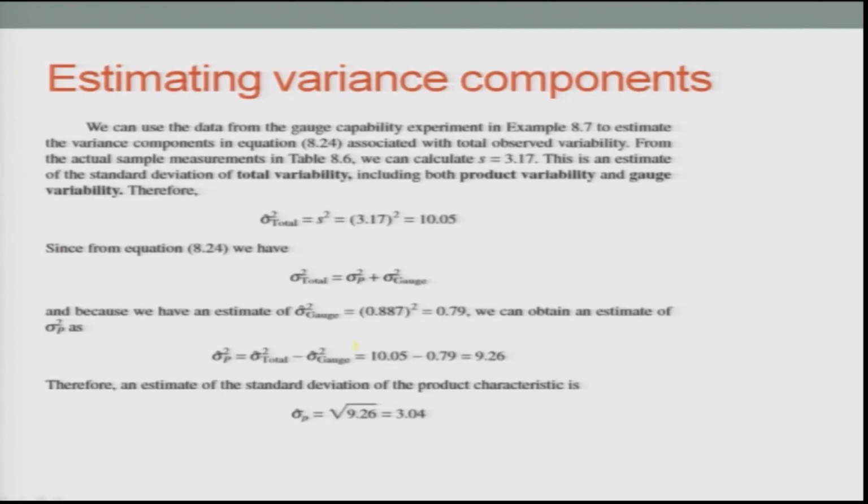So, that you want to basically find out. If you remember, I did mention that adding up the variances is allowed, not adding up the standard deviations. So, the total variability is given as 10.05. We already know that the sum of the process plus the gauge comes out to be 0.79. From there we find out 9.26 is the process one, and thus we estimate the standard deviation of the product characteristic which we are trying to measure, that comes out to be about 3.04.